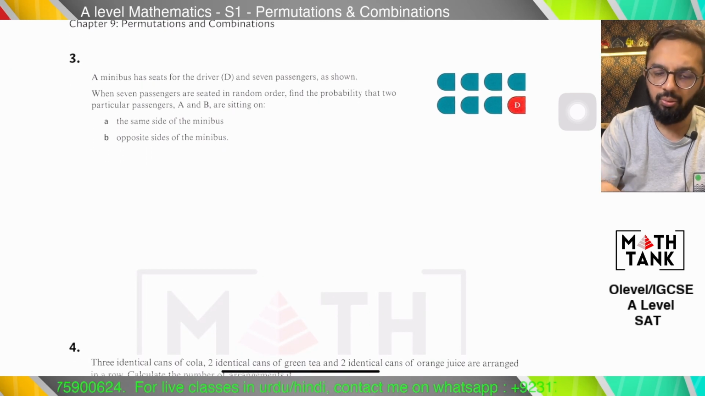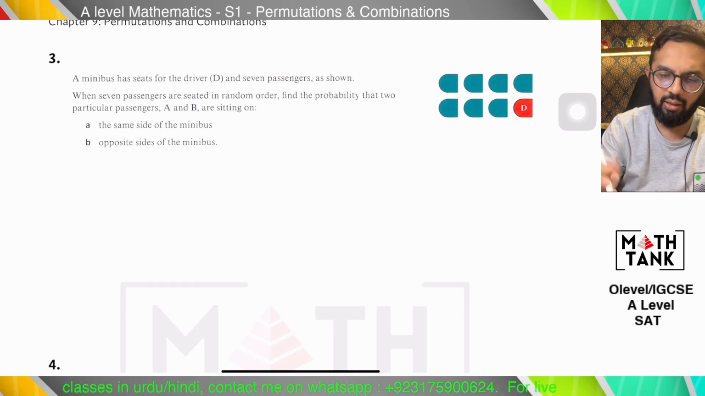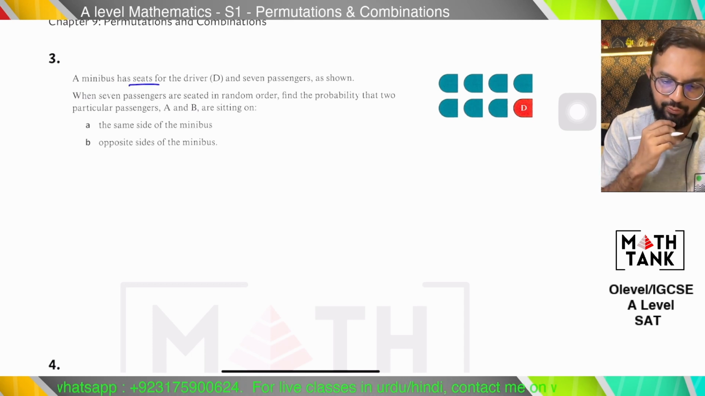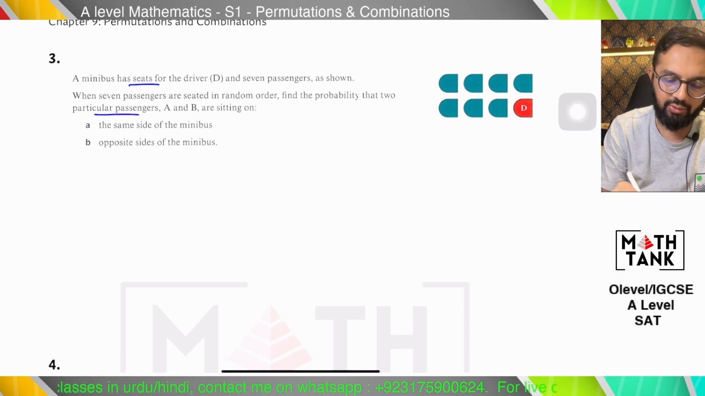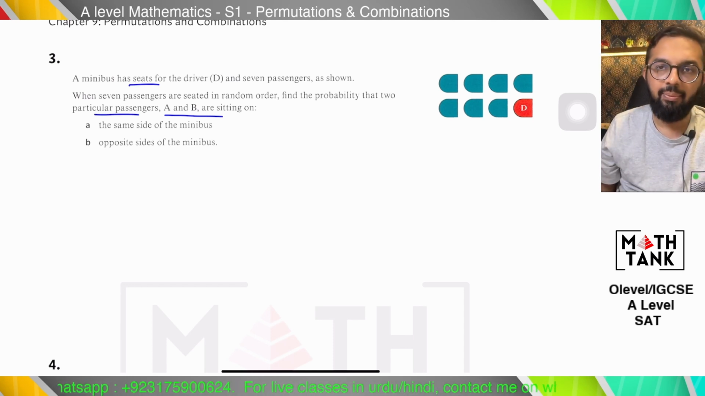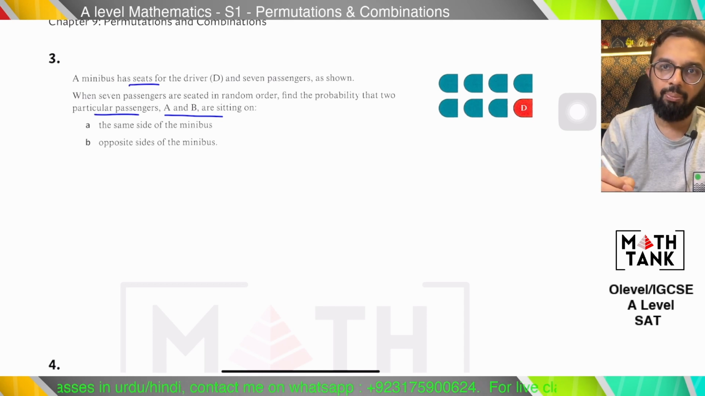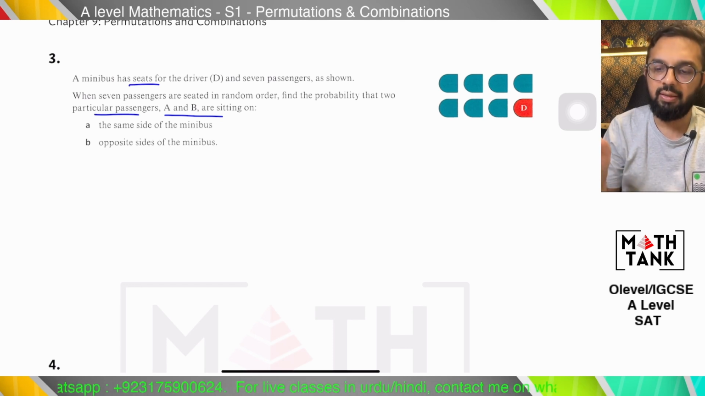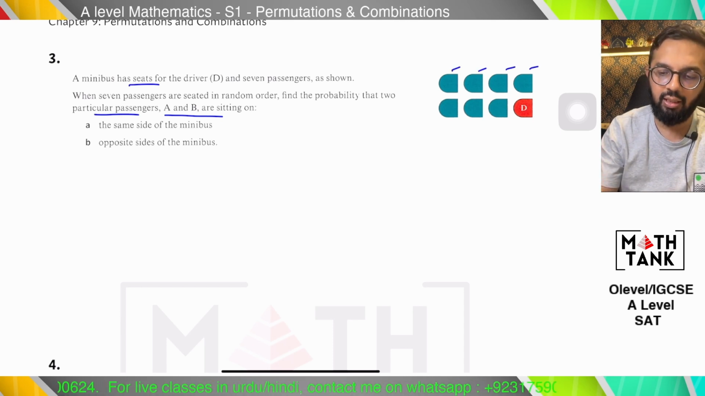These are common. You often have buses made for you, and then you need to figure out where everyone's going to sit. A minibus has a seat for driver D and 7 passengers is shown. When 7 passengers are seated in a random order, find the probability that the 2 particular passengers, A and B, are sitting on the same side of the minibus. Whenever you're doing probability, the first thing to do is work out what the denominator would be. The denominator is always the set of unrestricted outcomes. There are 7 people, so the denominator should always be 7 factorial.